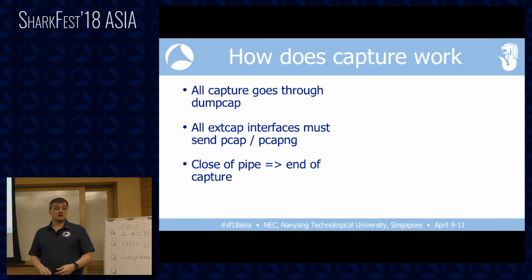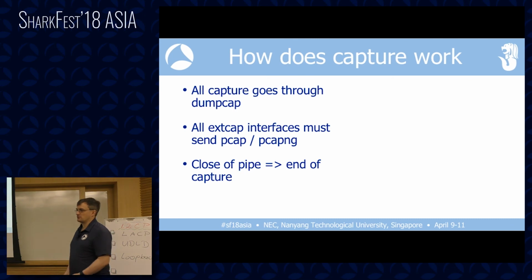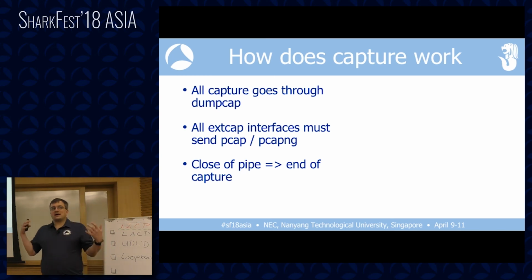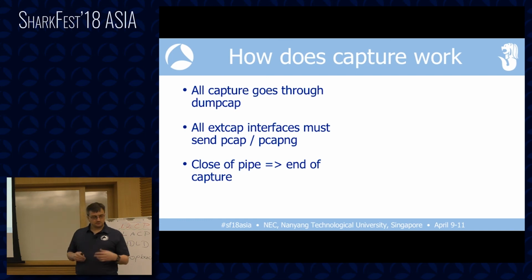Dumpcap is the only one that really knows how to capture data, which, in effect, also means that Wireshark only knows how to get data from dumpcap. Wireshark knows nothing else. If it's not from dumpcap, then Wireshark can't load it. So for the purpose of this talk, all interfaces must go through dumpcap, and all our so-called extcap interfaces must go through it as well. For that reason, we have one particular limitation: we're only capturing pcap and pcapng. That doesn't mean that the original thing you're capturing is something else, but you have to transform it to pcap or pcapng to be able to see it in Wireshark.